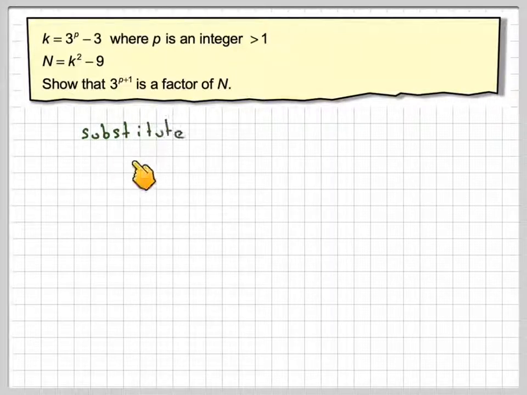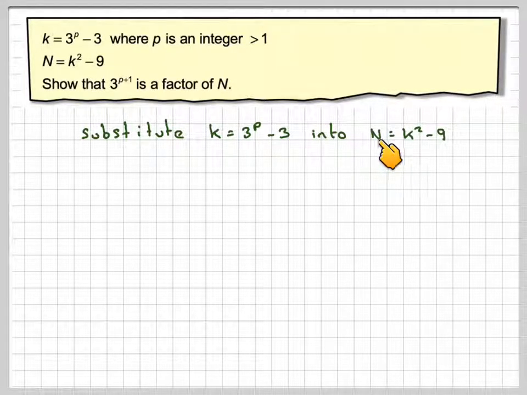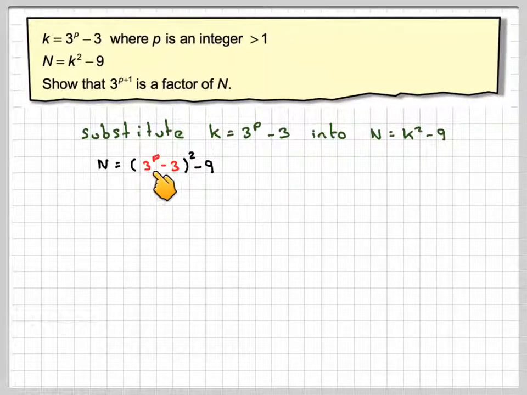Okay, so if we substitute k is equal to 3 to the power of p minus 3 into n equals k squared minus 9, instead of k we now replace it with 3 to the p minus 3. We now have that n will be (3 to the p minus 3) all squared minus 9. So we're faced with a problem, but the logical thing to do would be to expand this.